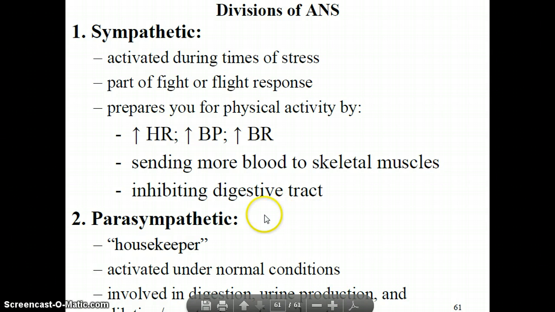The parasympathetic nervous system is sometimes referred to as the housekeeper. It is activated under normal conditions. For example, after you've eaten, it's involved in digestion, urination, and dilation of the pupils, and so forth. We are coming to the end of this.